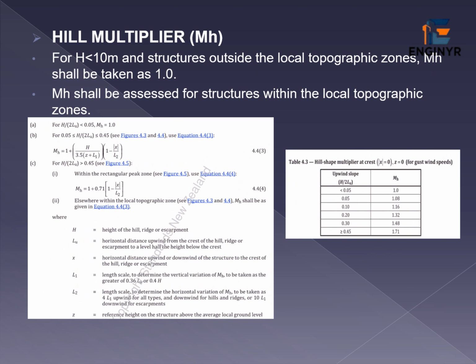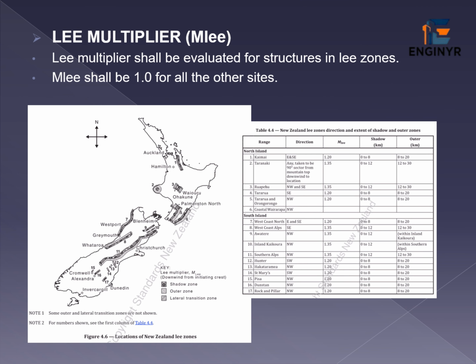For flat terrain, MH is 1.0, while steeper hills increase MH and the resulting design wind load. The lee multiplier, MLE, considers the wind reduction effect in lee zones behind hills. It is evaluated only for structures in lee zones, otherwise, MLE is taken as 1.0.